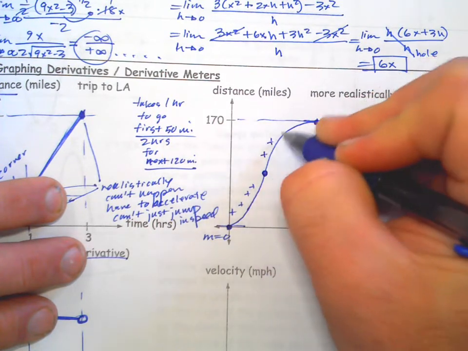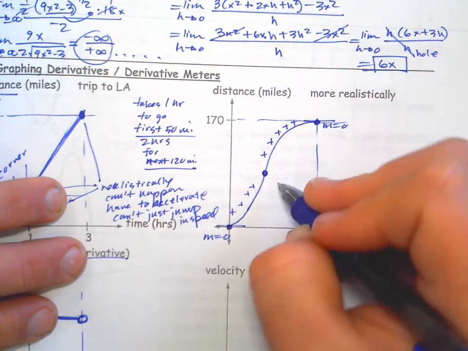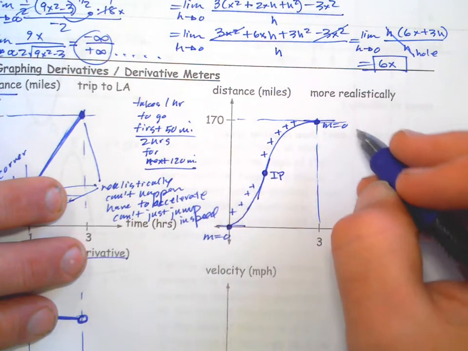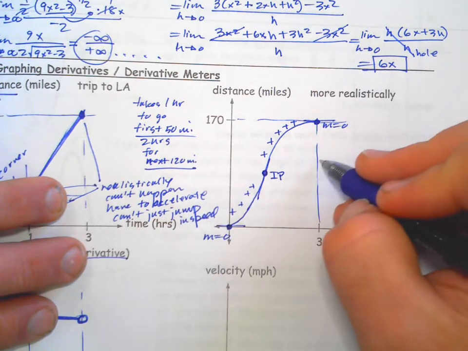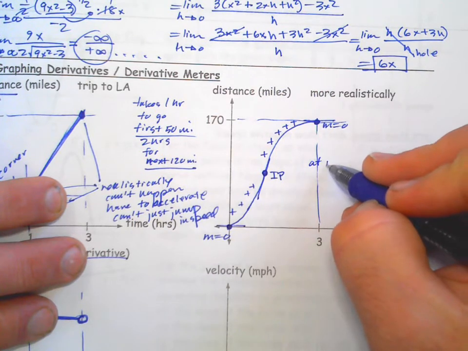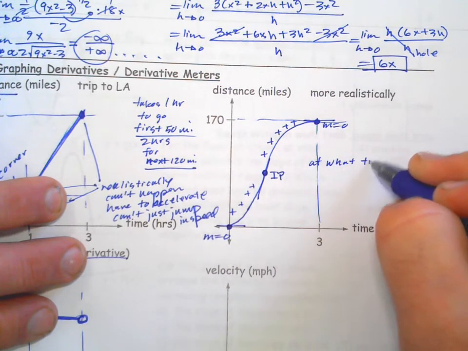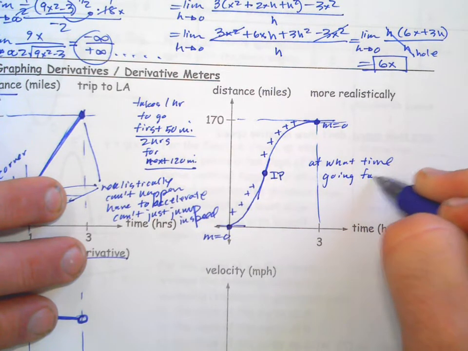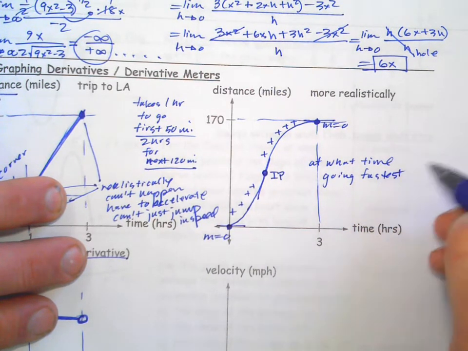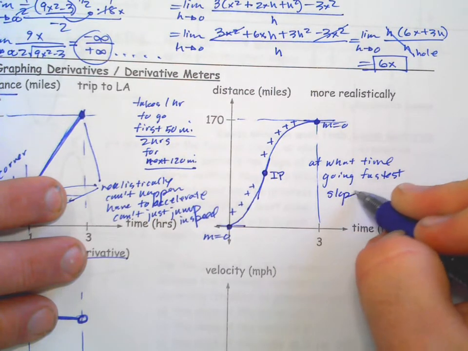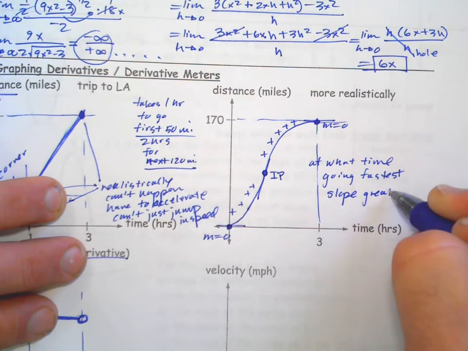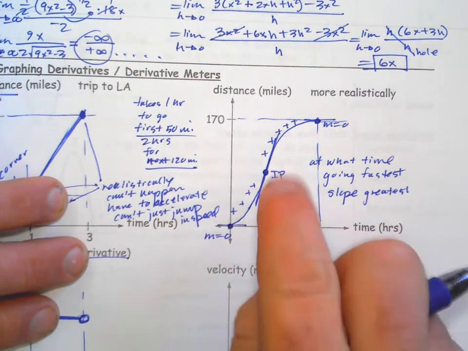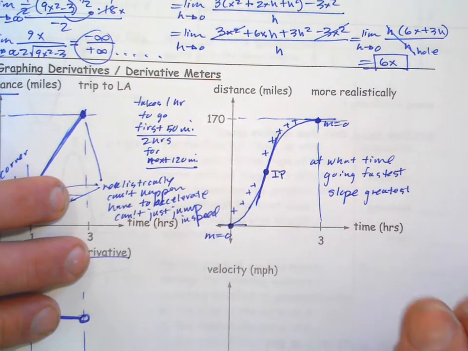And distance is always increasing, okay? But where it changes, this is an inflection point, okay? So if I ask you a question, at what time are you going the fastest? Well, it's going to be when the slope is the greatest, right? When it's the steepest slope of distance. That slope of this graph gives you speed.